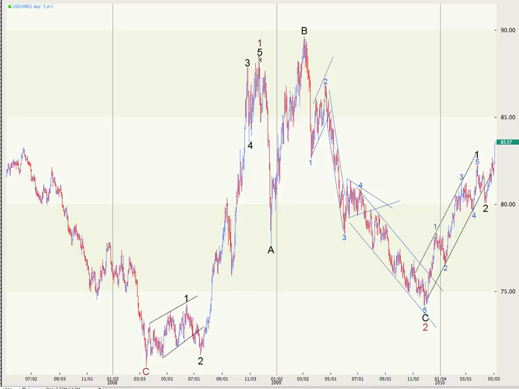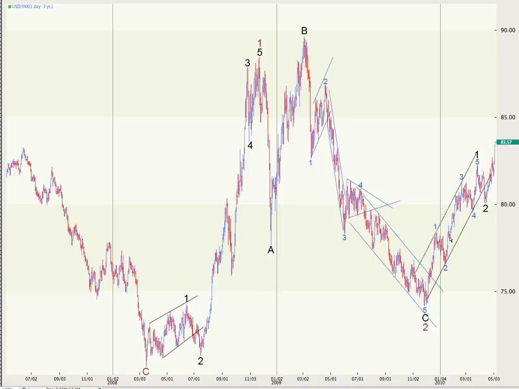Thereafter an expanded flat correction, a 3-wave structure for A, a 3-wave structure for B, and a 1, 2, 3, 4, 5-wave structure down to finish C to end primary wave 2 with that expanded flat.